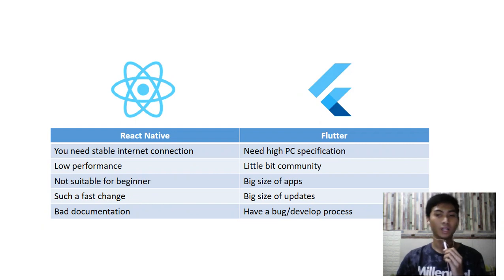Okay, in this part I will tell you about the minus points of React Native and Flutter. We start with React Native. First, you need a stable internet connection. Why do you need a stable internet connection? Because all packages and libraries from React Native are online, not offline. This is why you need a stable internet connection.